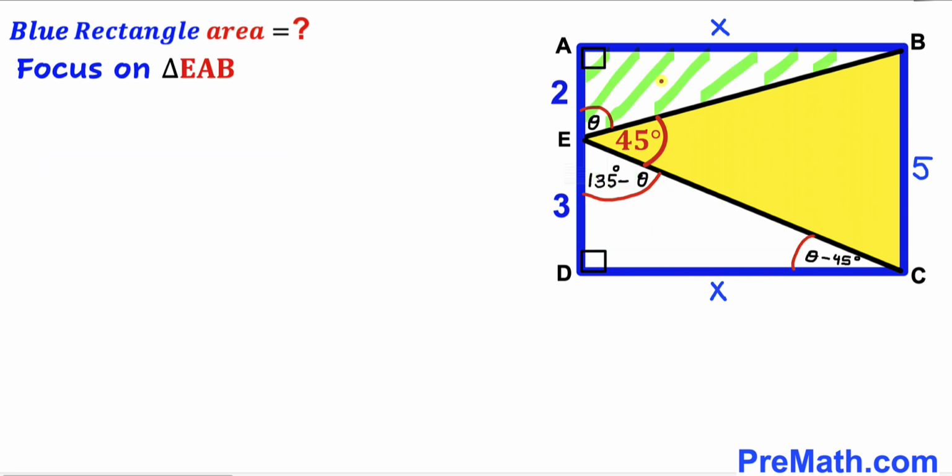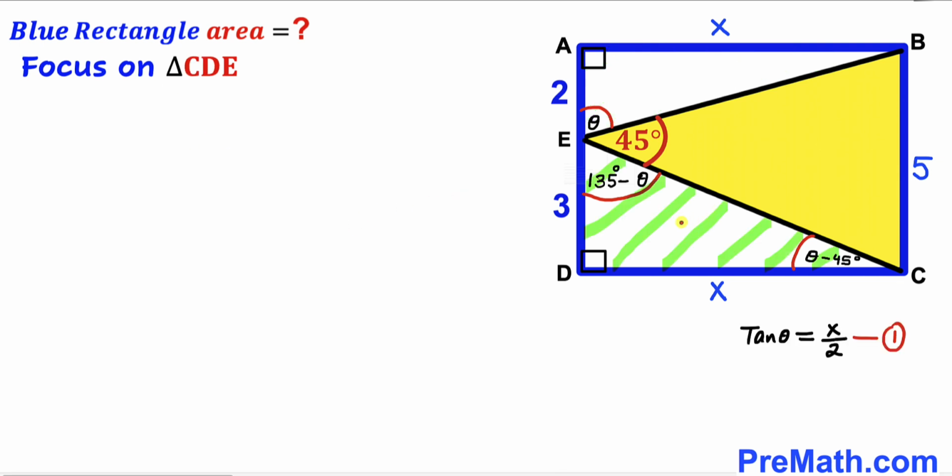Now let's focus on this right triangle EAB and recall the trig identity: tangent theta is always equal to opposite divided by adjacent. In our case, the opposite side is x and the adjacent side is 2. So tangent of theta is equal to x divided by 2. I'm going to label this as equation number 1.